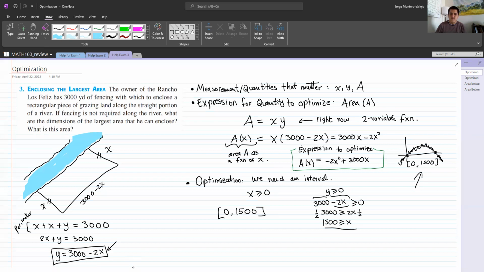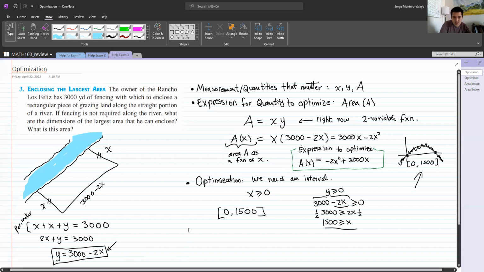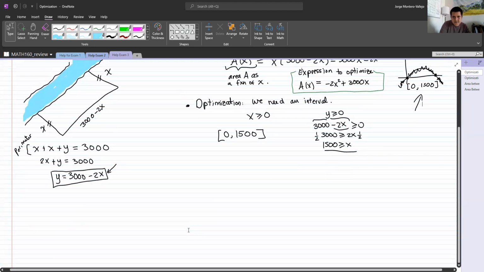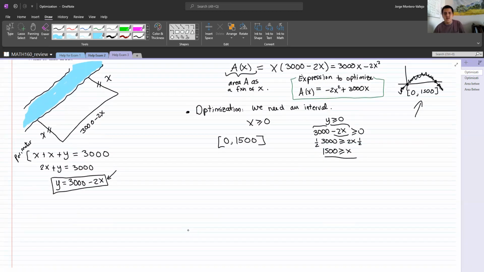We have our interval of optimization and our expression to optimize. So remember that the steps to do optimization are finding critical numbers in the open interval, computing the y values of those critical numbers and of the endpoints, and then we need to rank. We look at all those y values and recognize the max and the min. So let's go ahead then and do that. Expression to optimize and interval of optimization.